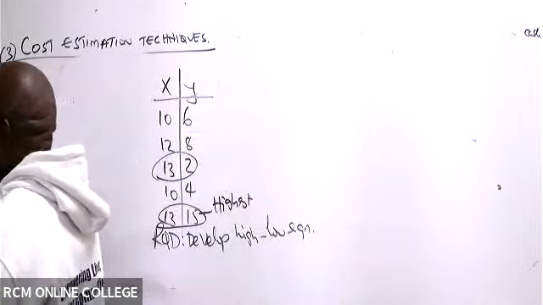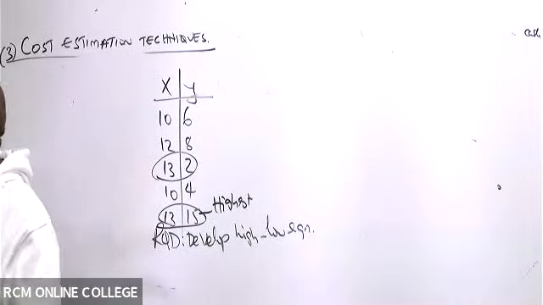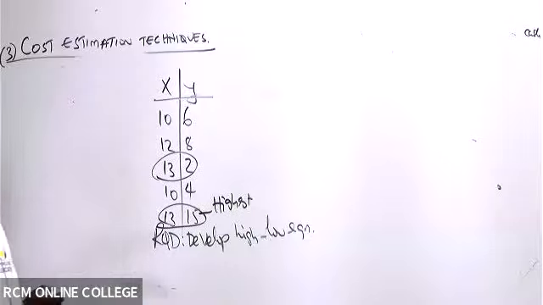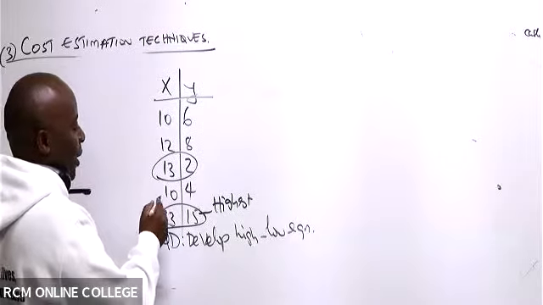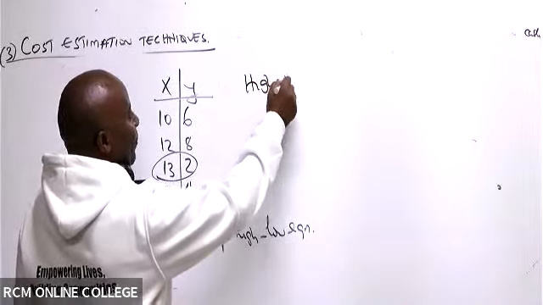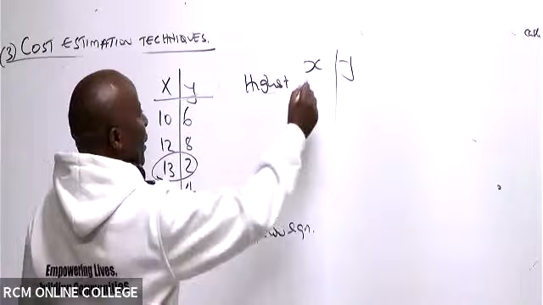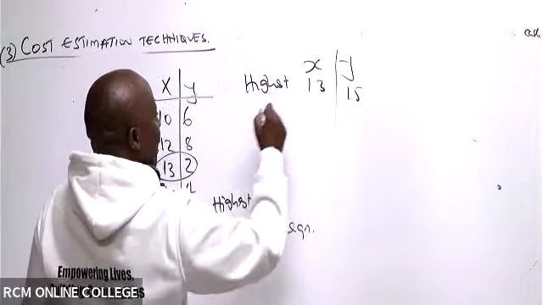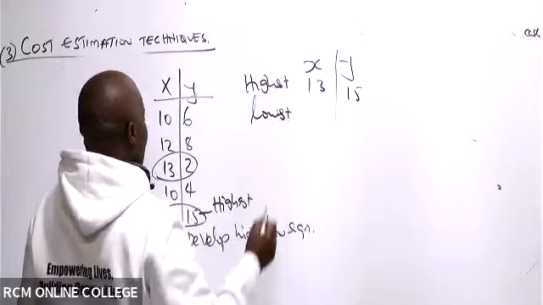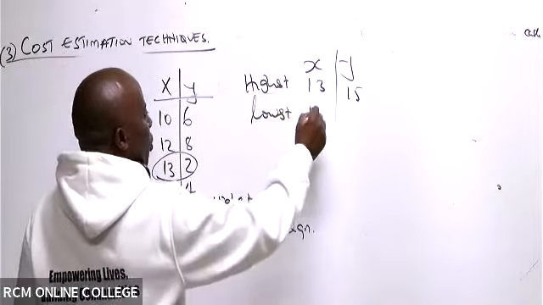But here we have 10 with a 4, and then we have 10 with a 6, and because we're looking at the very lowest, 10 with a 4 carries the day. So it is this 10 with a 4, this one here. So in this case, we have the highest in the form of XY: X is 13, Y is 15. And the lowest will be 10 with a 4.